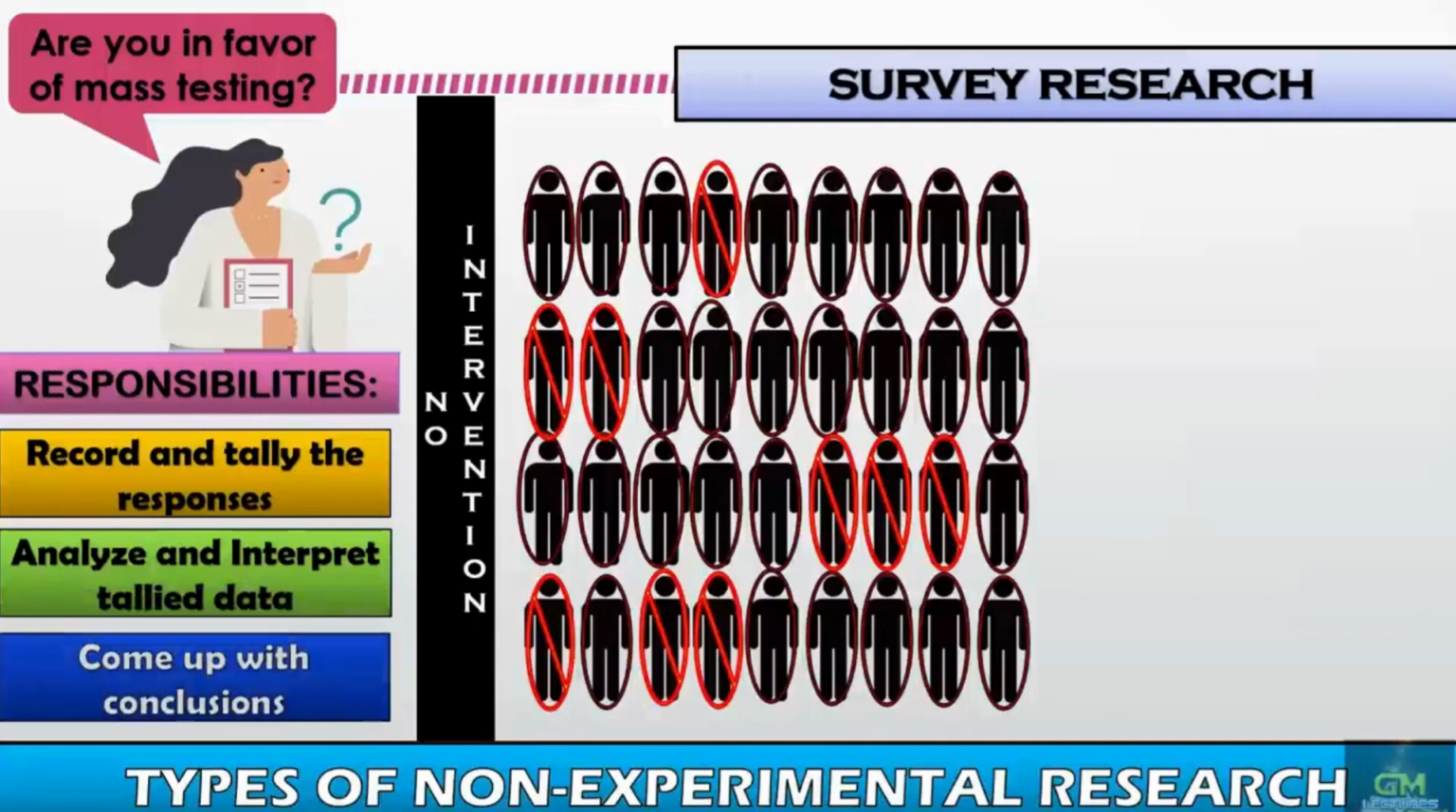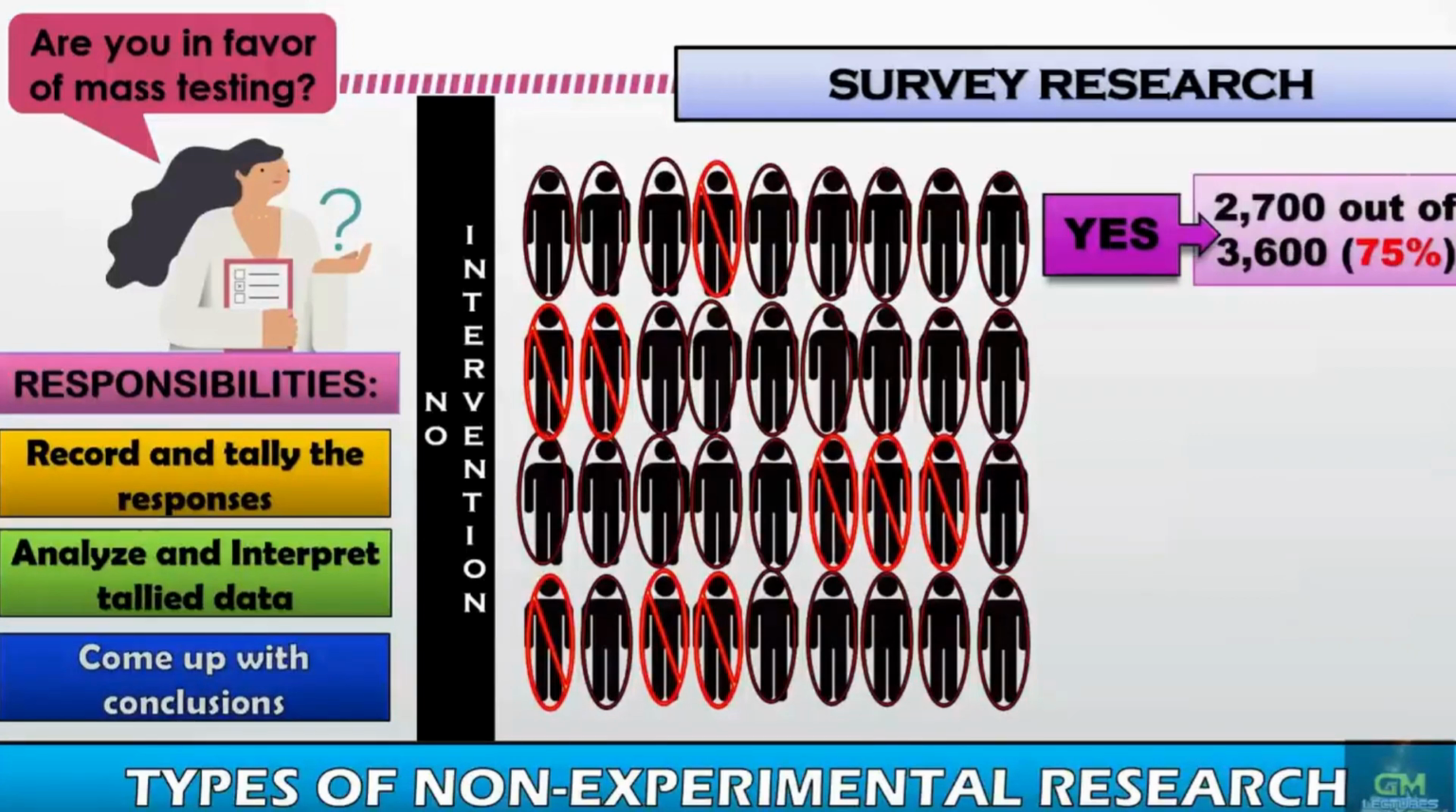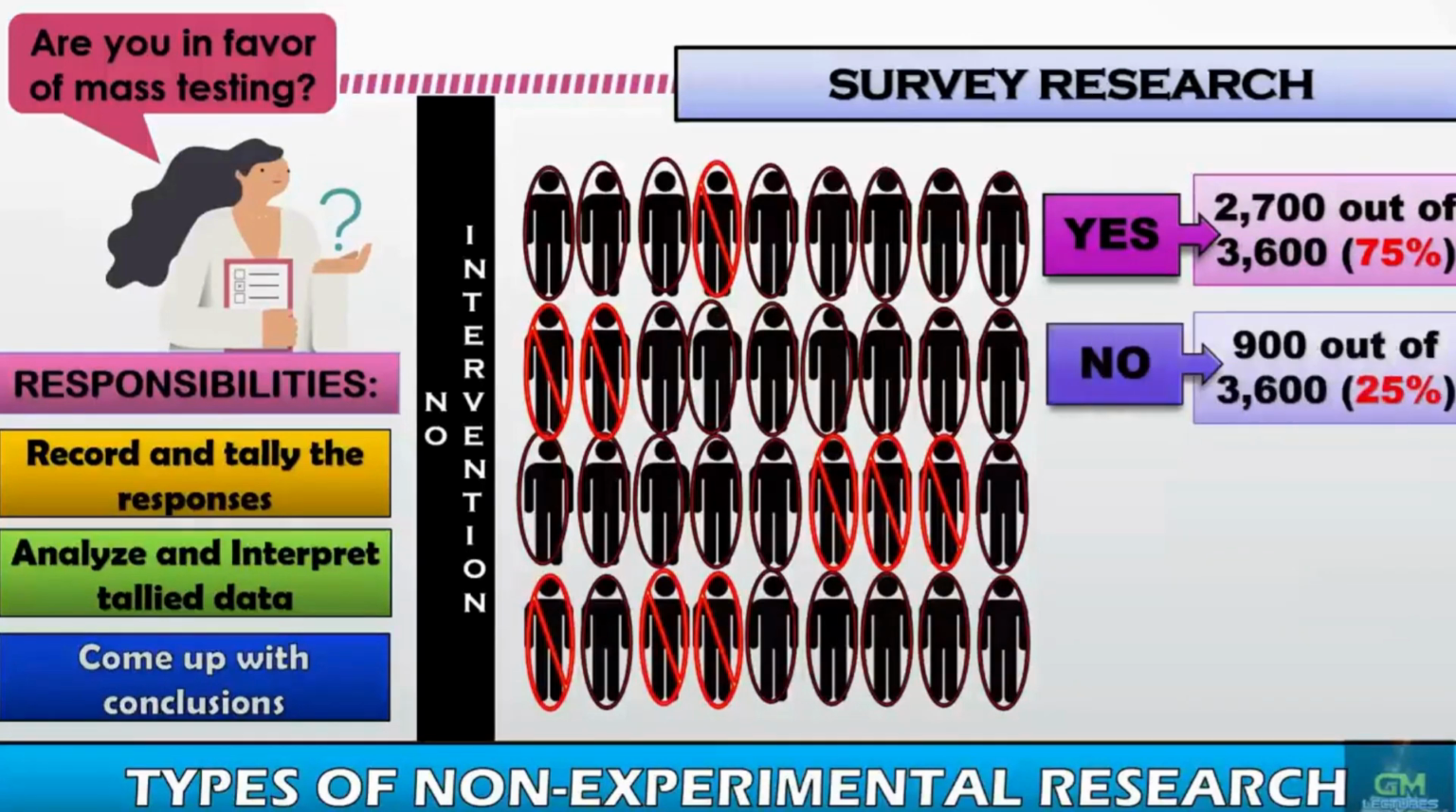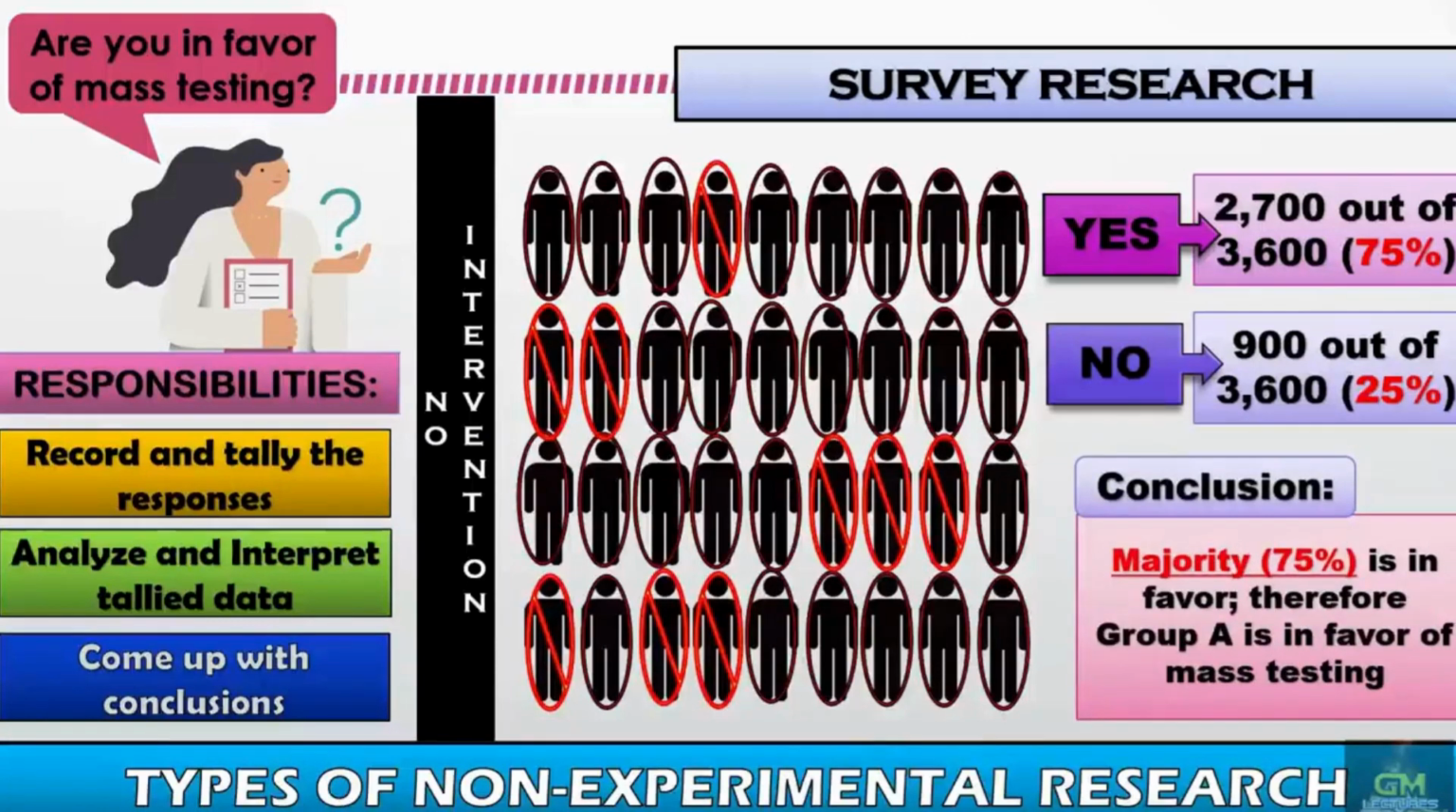Based on this example, the data that the researcher was able to identify is that those who answered yes is 75%, while those who answered no is 25%. From this particular data, the researcher then comes up with the conclusion that majority or 75% is in favor, therefore, Group A is in favor of mass testing.